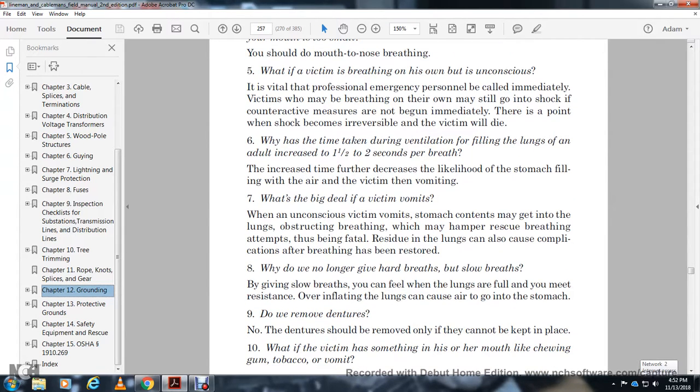Why do you no longer give hard breaths but slow breaths? By giving slow breaths, you feel the lungs as they are full. You meet the resistance of the lungs, whereas overinflating can also push air down into the stomach.